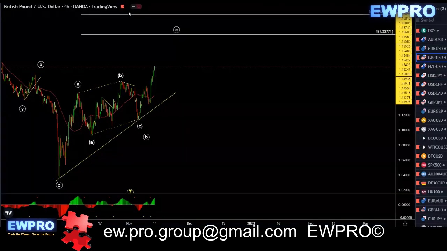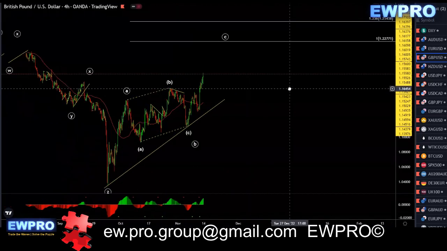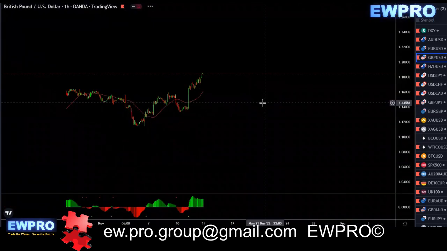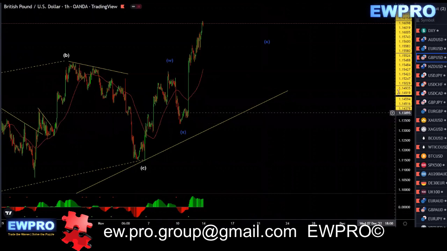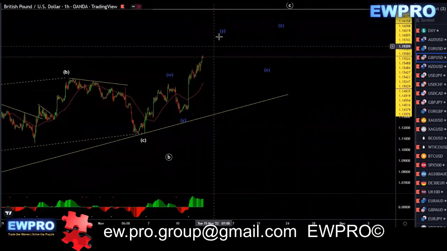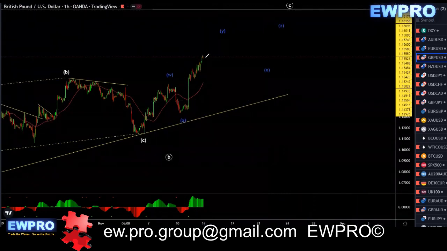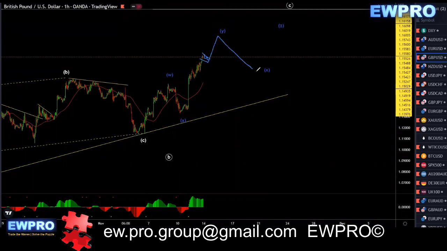So we're looking for this C up. On the H1, very similar to the others. We're in a wave Y on the H1. So again, if you get a little flag, you can look for the buy as a scalp, and then you'll be looking for the larger X2 correction and then the Z up.